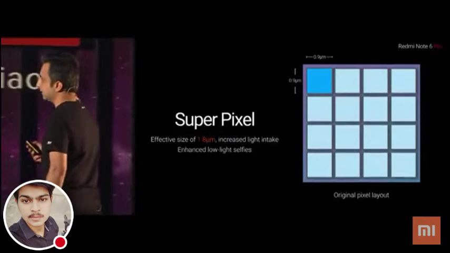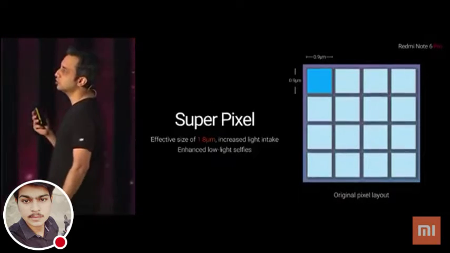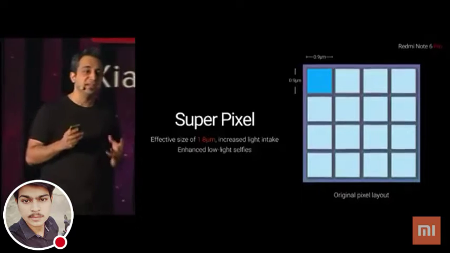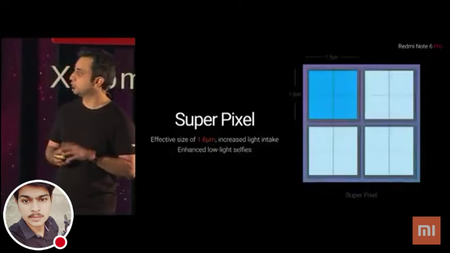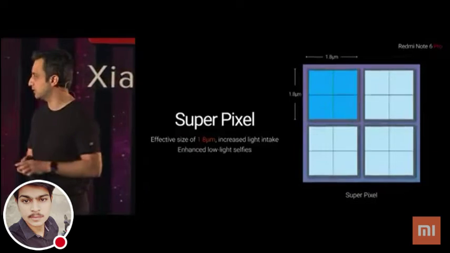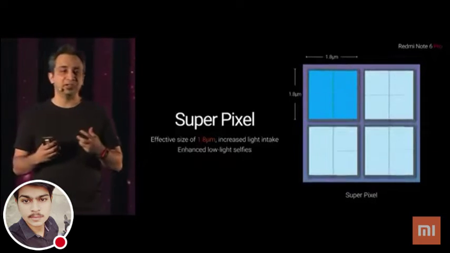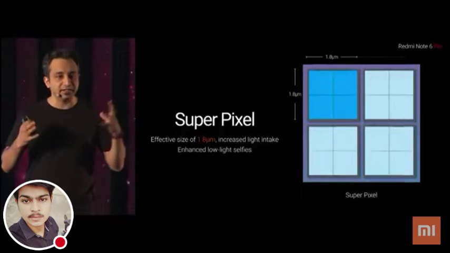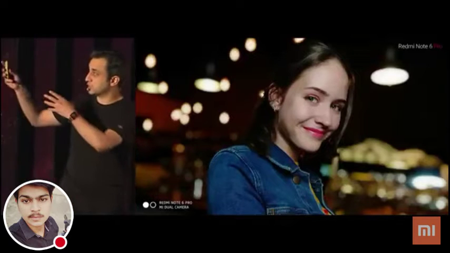The 20 megapixel also comes with a super pixel technology, where it binds 4 pixels together to form an effective size of a 1.8 micron massive pixel size. So essentially, in low light conditions, it helps you take in a lot more light and give you better low light selfies like this one. Again, a great low light selfie. She is still in focus. You can see everything clearly, and of course the beautiful bokeh, especially with those lights at the back.